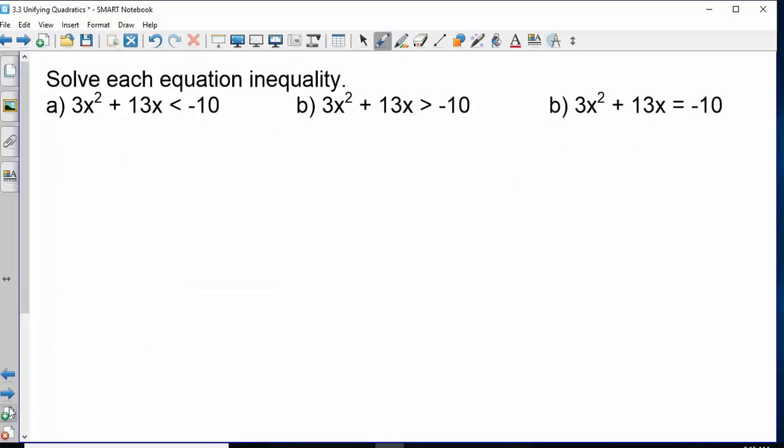Let's do another one like this. So again, I put the same equation 3 times. We're just going to answer 3 questions about it. So starting out, what do I need to do? Add the 10 over and do box method.